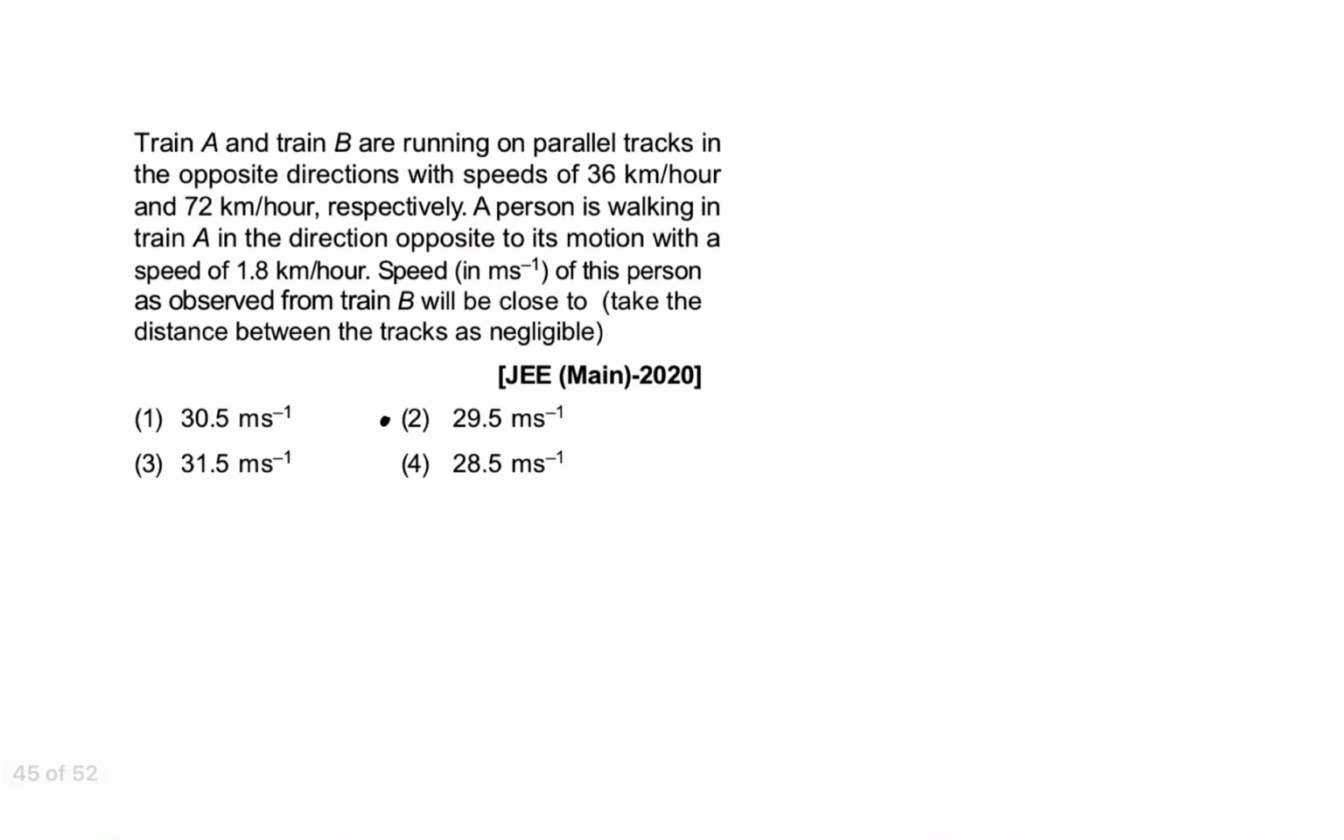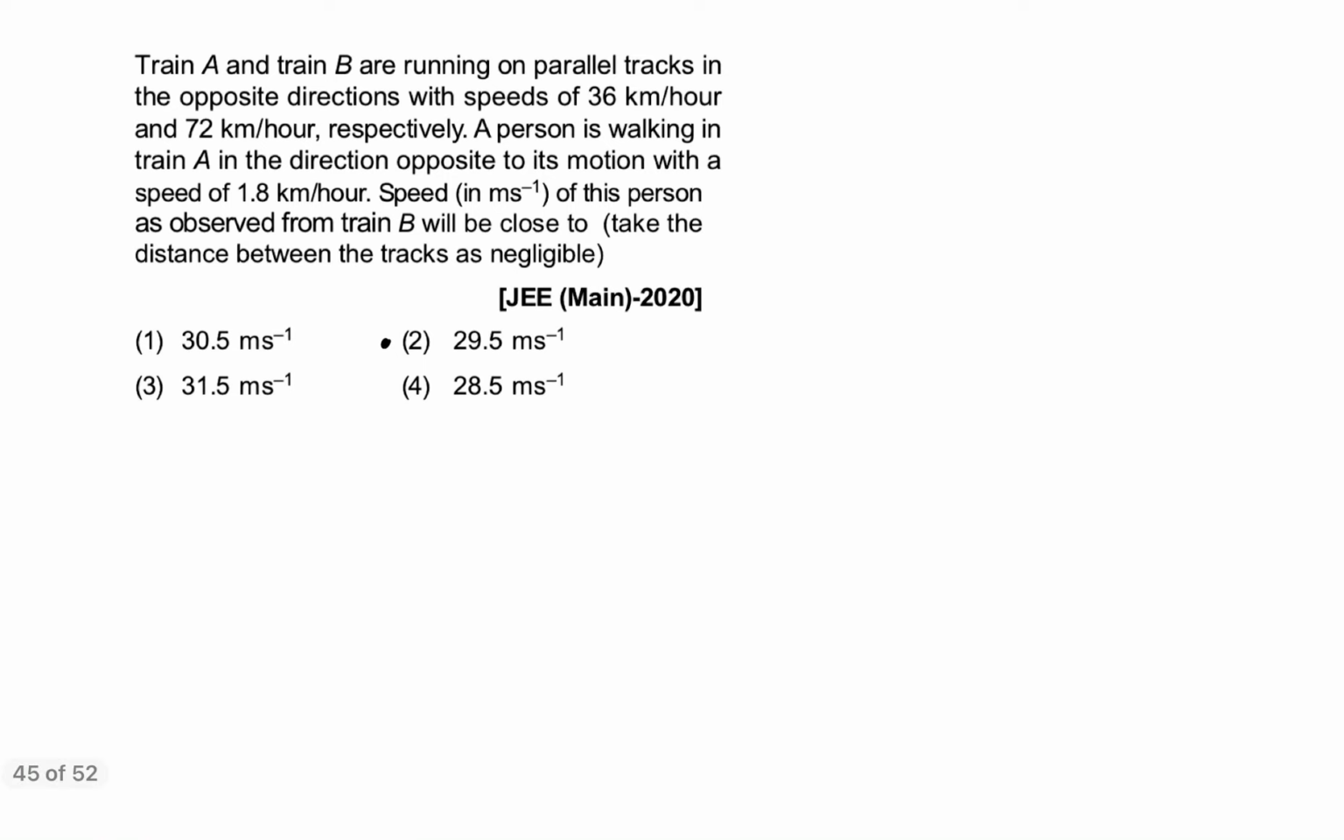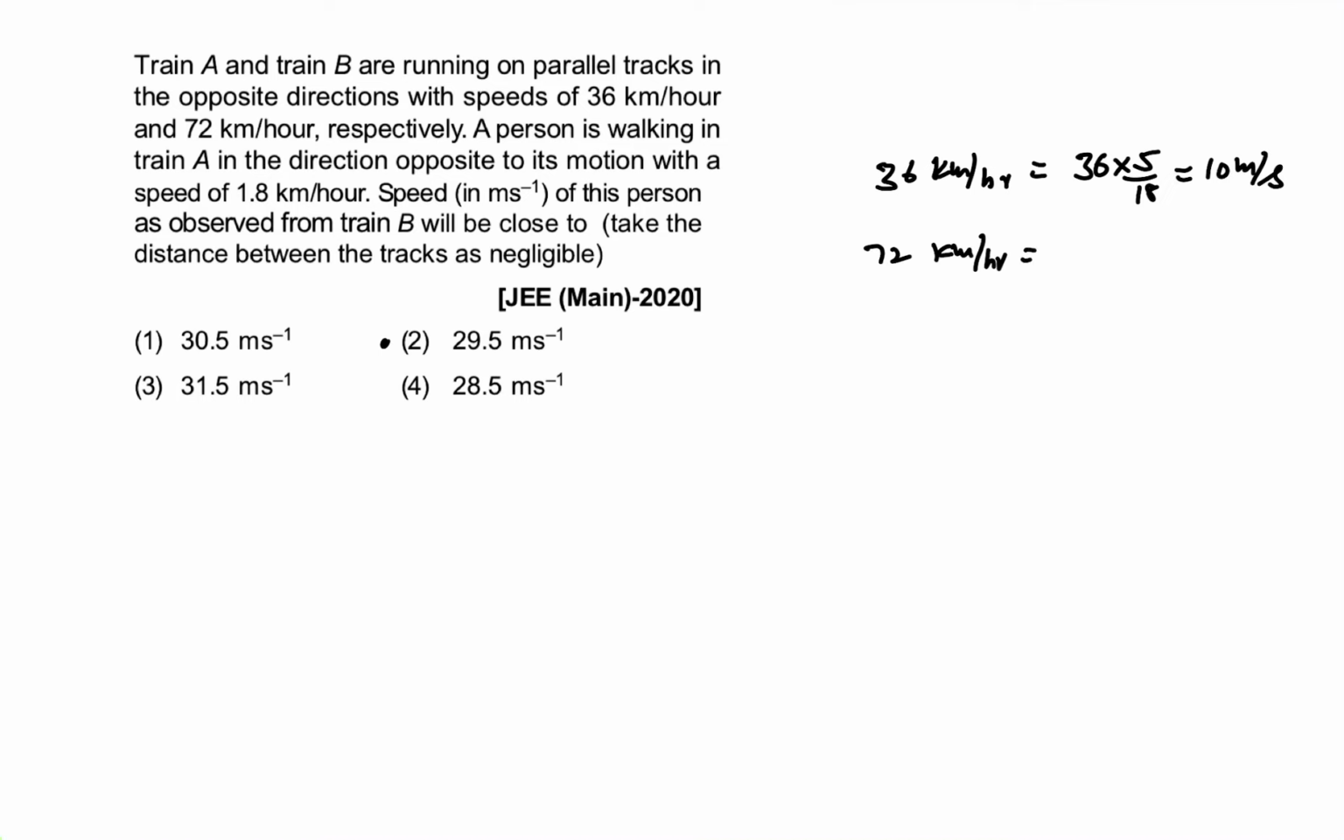Okay. Next question. Train A and train B are running on parallel tracks in opposite directions with speeds of 36 km per hour. 36 km per hour is equal to 36 into 5 by 18, that is 10 meters per second. Next, 72 km per hour is there, that is 72 into 5 by 18. The value is 20 meters per second. Both are moving in opposite directions.